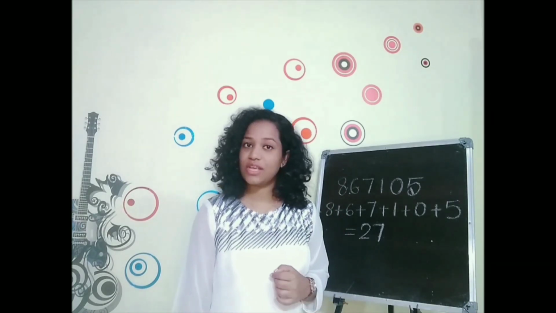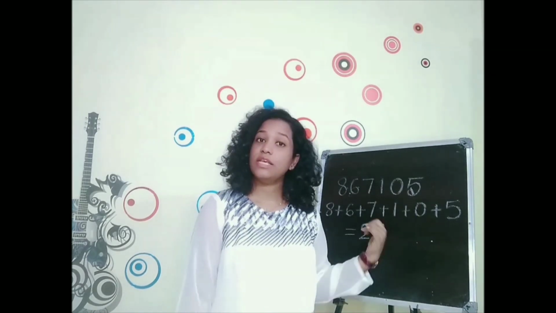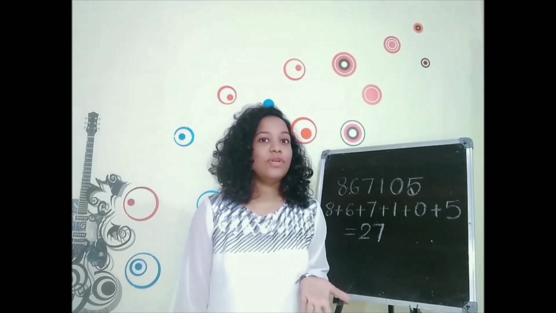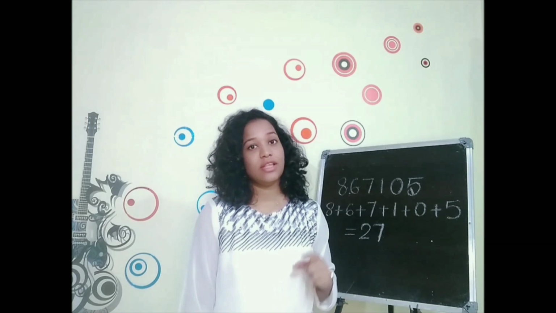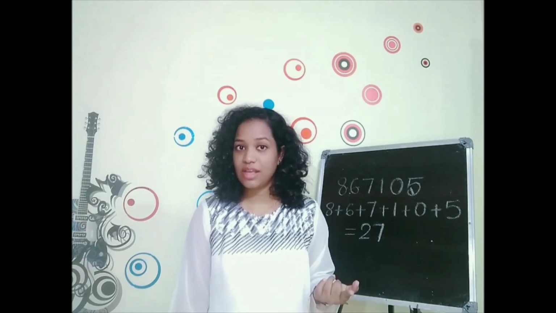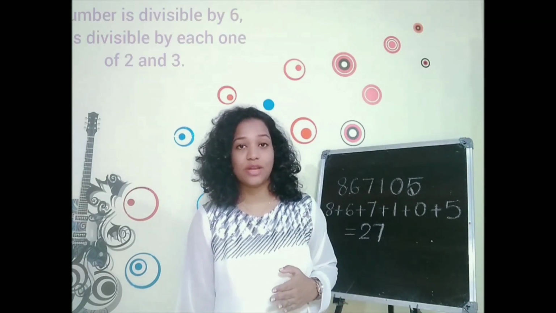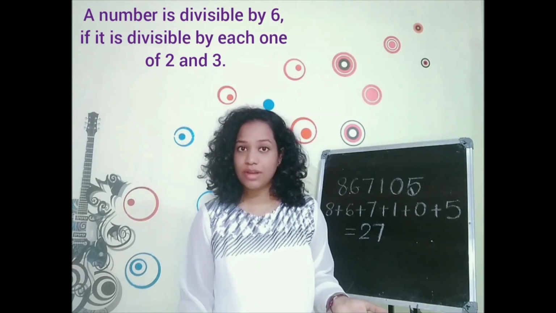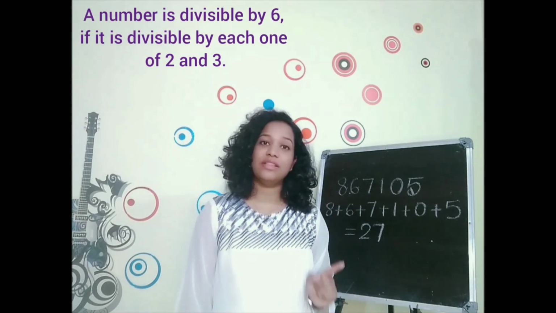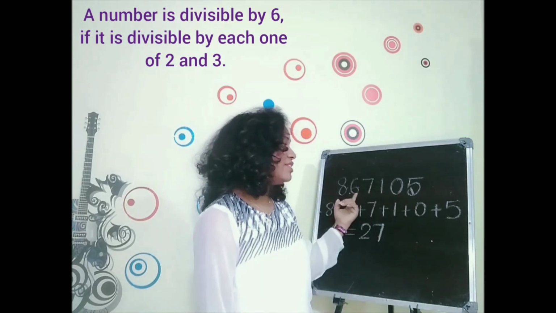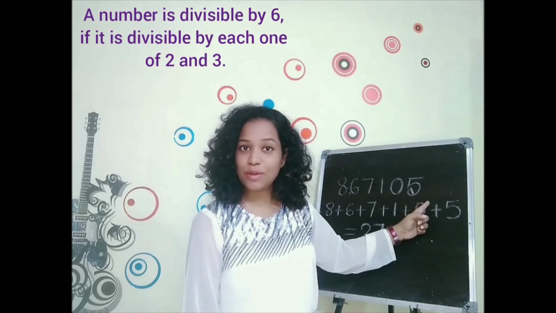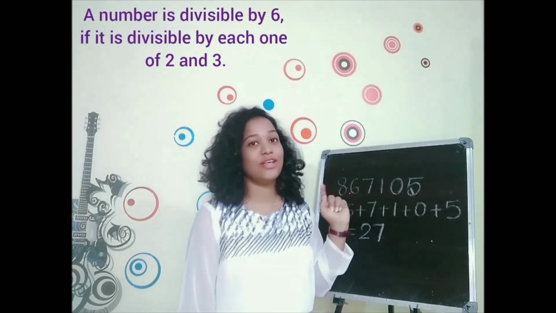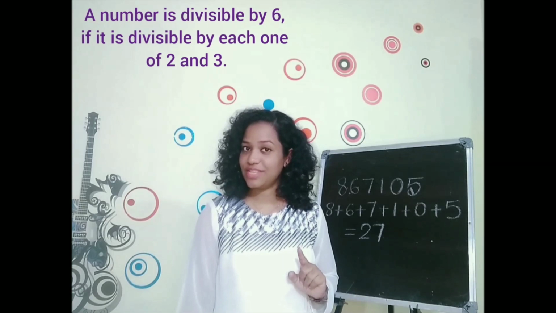Is this number divisible by 6? How do we check that? What is the divisibility rule of 6? The number should be divisible by 3 and 2. That means the number should be an even number and it should be divisible by 3 also. So here this number is divisible by 3 but this number is not an even number. So, this is not a multiple of 6.